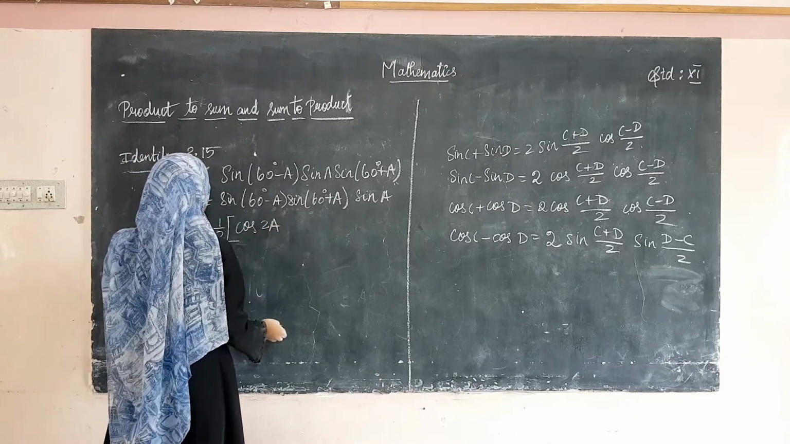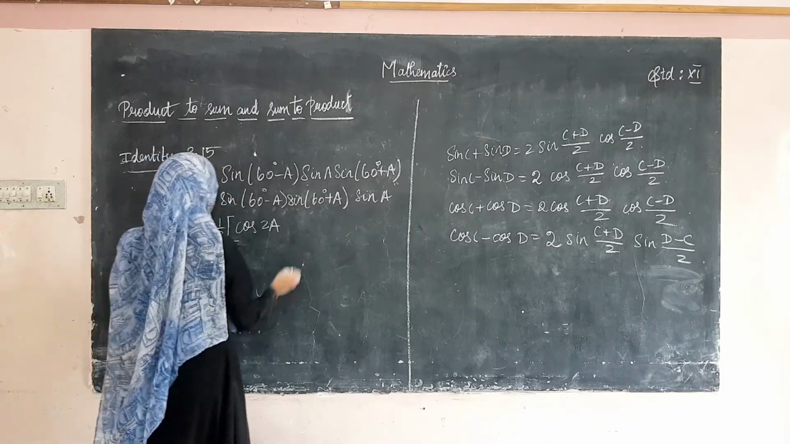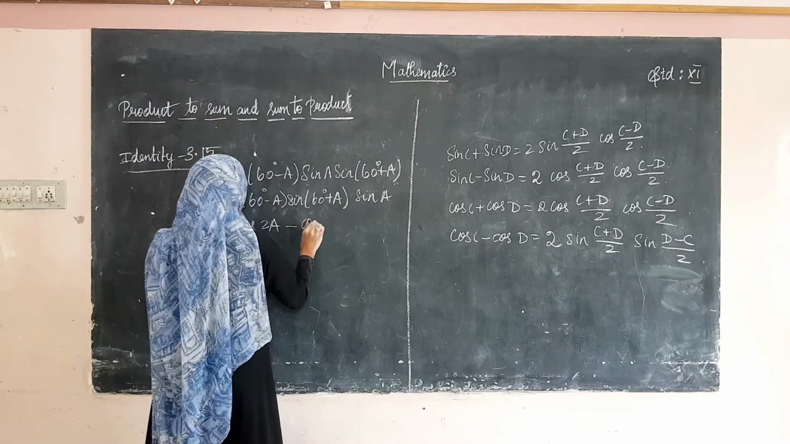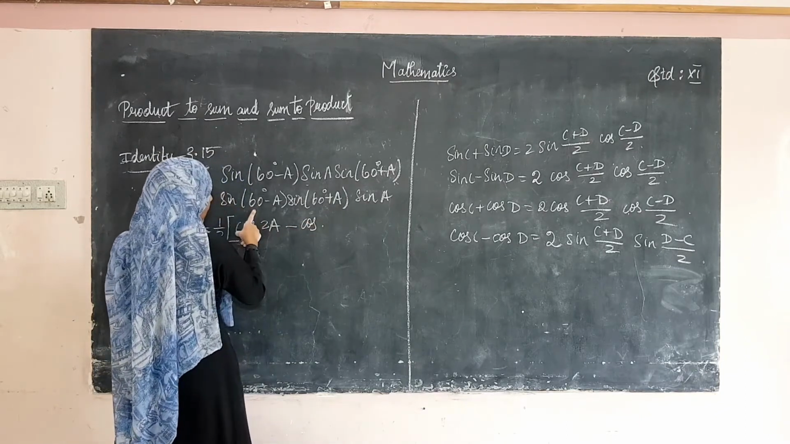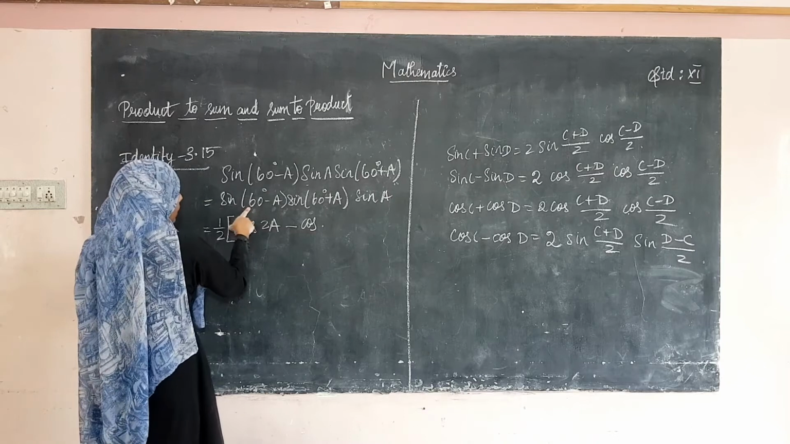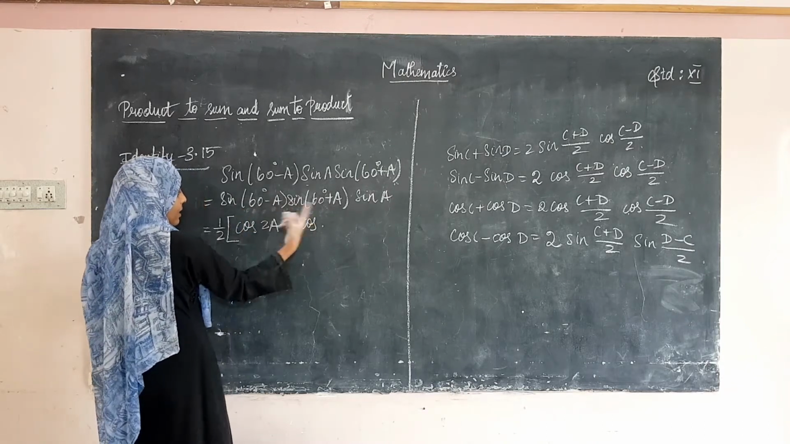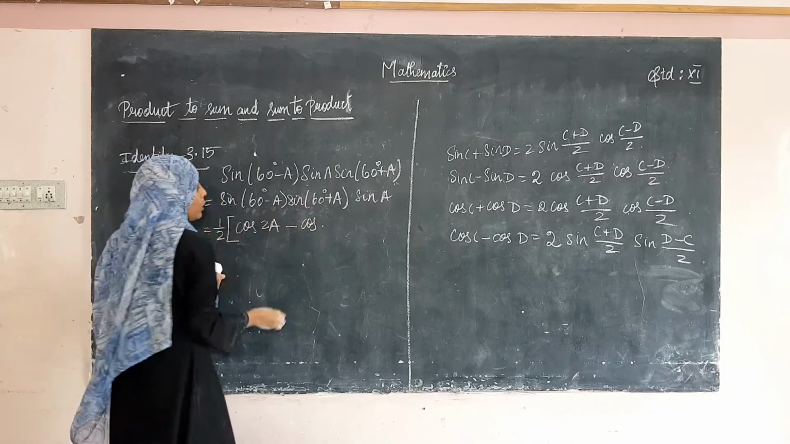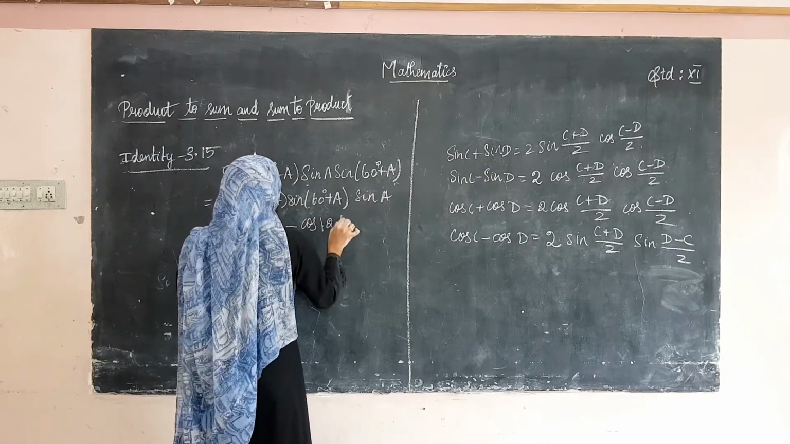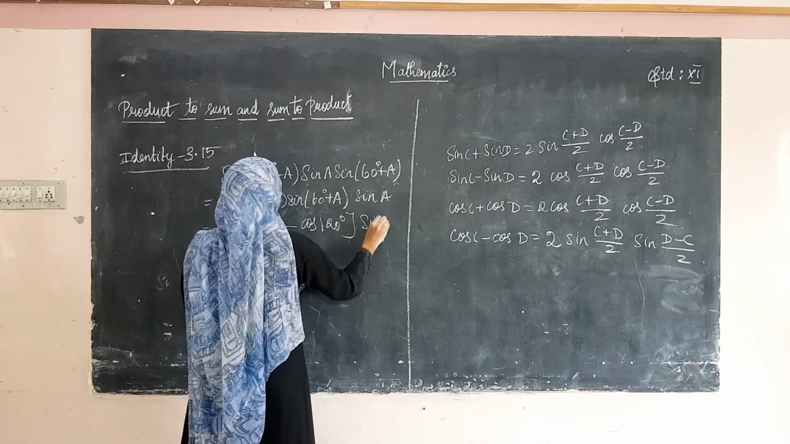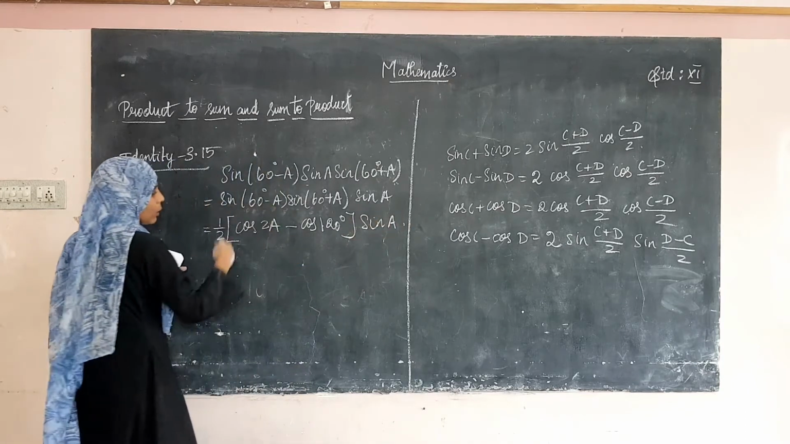Okay, cos 2A minus cos a minus b, sorry, a plus b, right? A plus b. 60 minus a plus 60 plus a means a and a get cancelled. So 60 plus 60 is 120. So cos 120 degree into sin a. Okay, so multiply the sin a outside.